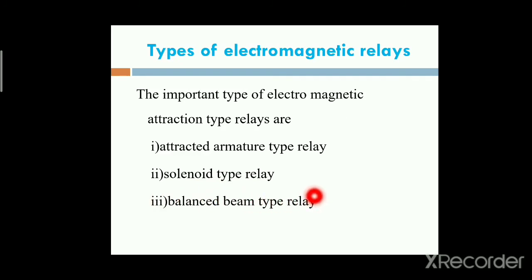Basically, the electromagnetic attraction types of relays are classified into three types: the attracted armature type of relay, the solenoid type of relay, and the balanced beam type of relay. These are the three classifications in the case of electromagnetic attraction type of relays.